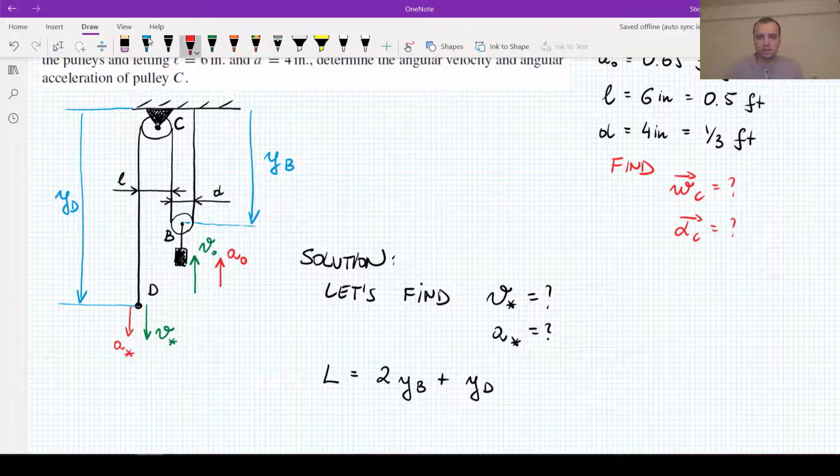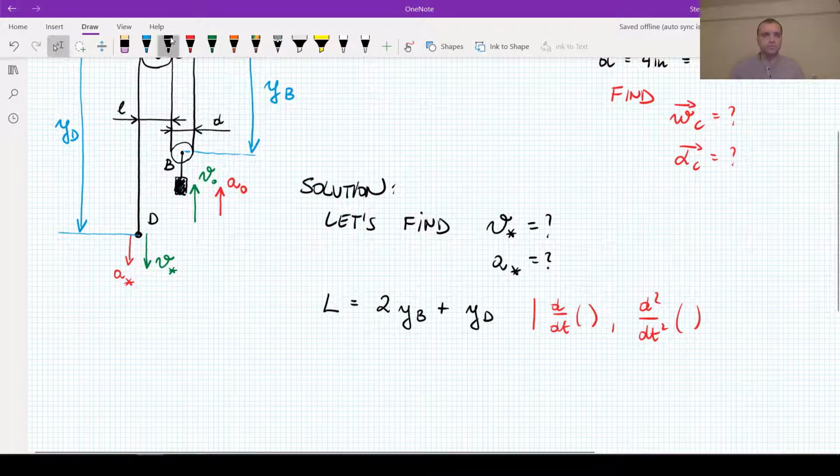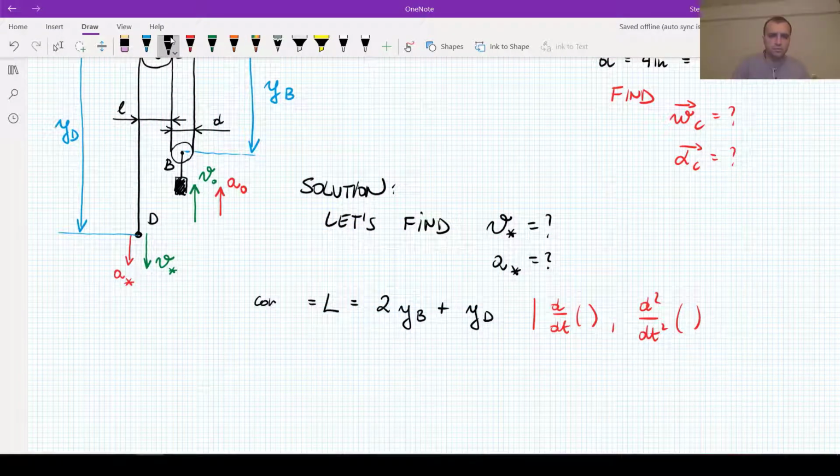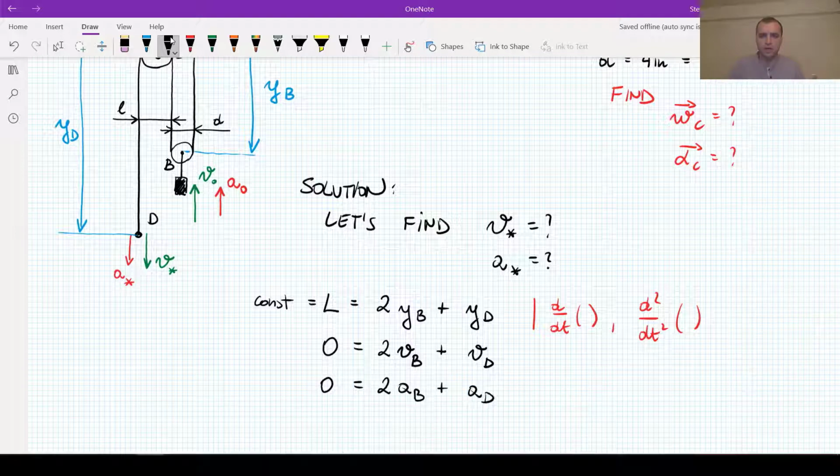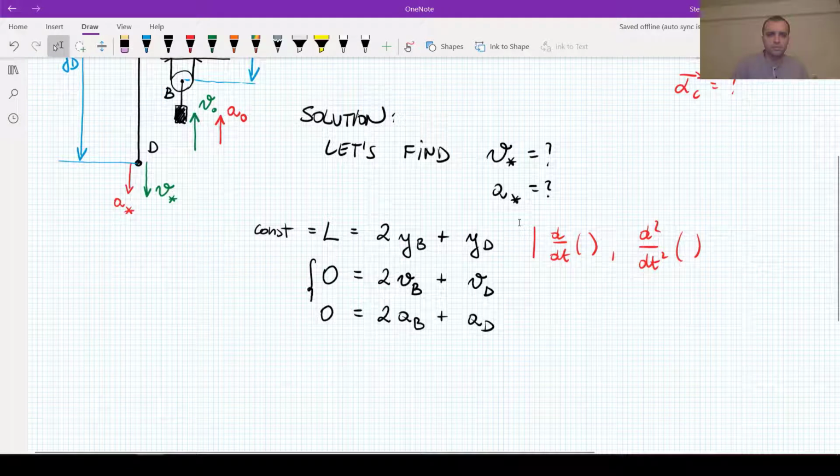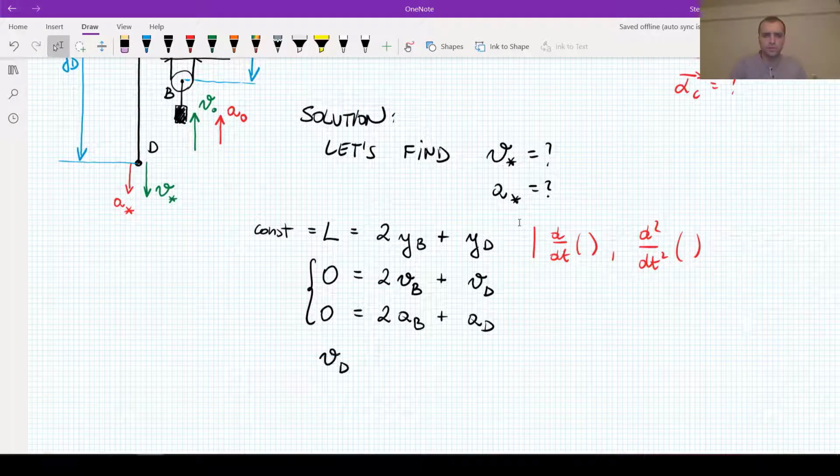I would like to differentiate this equation once, just to get to the velocity level, and then I would like to differentiate it one more time, just to reach the acceleration level. Just let's keep in mind that this is constant. So if I differentiate once, I will have 0 that is equal to 2VB plus VD. And if I differentiate it one more time, we will have 0 is equal to 2AB plus AD. Here we have that VD is equal to minus 2VB and AD is equal to minus 2AB.